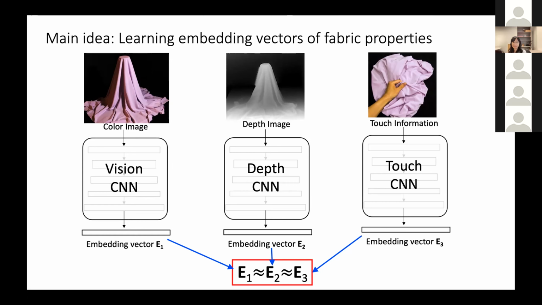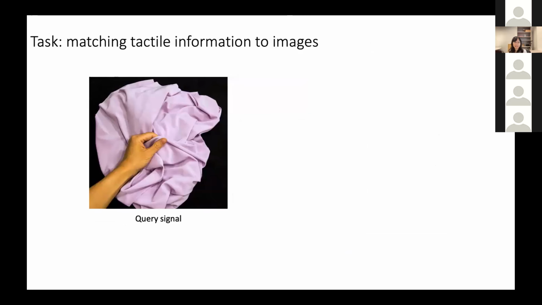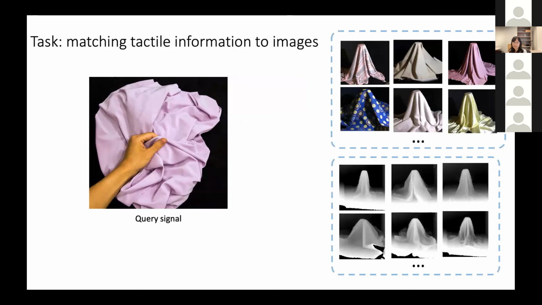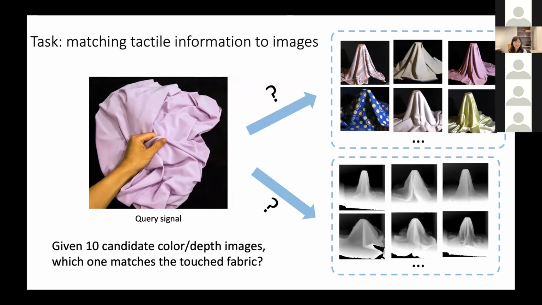Although we don't know the physical meaning of that, we know that it describes some properties of fabrics, and it's also quantitative so that it can be used to describe the similarities of two perceptions from two modalities. So in other words, we can try an interesting task: if we touch a fabric and we got a bunch of candidate fabric images, either color images or depth images, can we guess which piece of fabric we just touched?